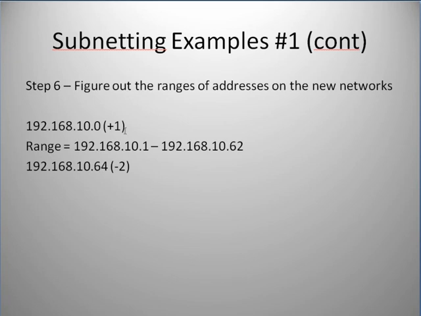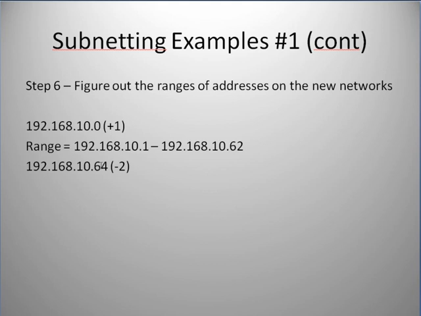Now the reason we do the +1 is, again, 192.168.10.0 is a network ID. I can't assign this to a host or a device, so we add 1 to it, which is the first available IP address. In this case, 192.168.10.1. We subtract 2 from the 64 because, again, 64 is a network ID and I can't assign it to a host. And the very last address in each range, in this case 63, is known as the broadcast address.